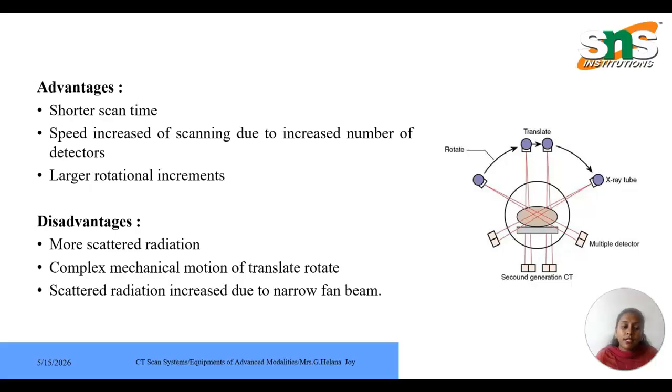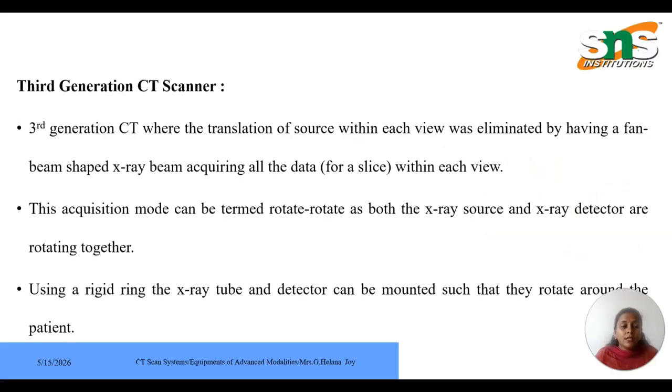Coming to the disadvantages, more scattered radiation was acquired in the second generation. The complex mechanical motion of the translate-rotate system remained. Scattered radiation increased due to the narrow fan beam.